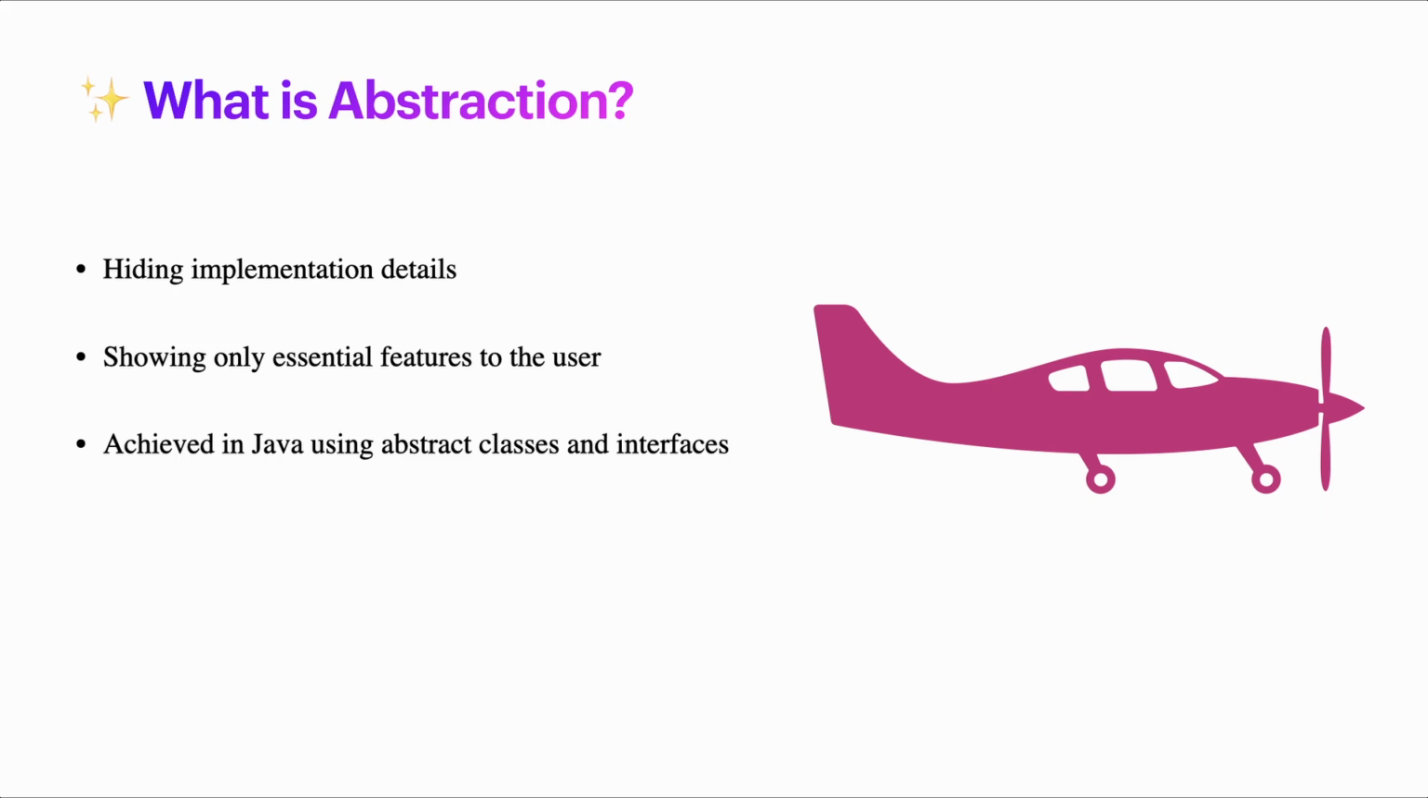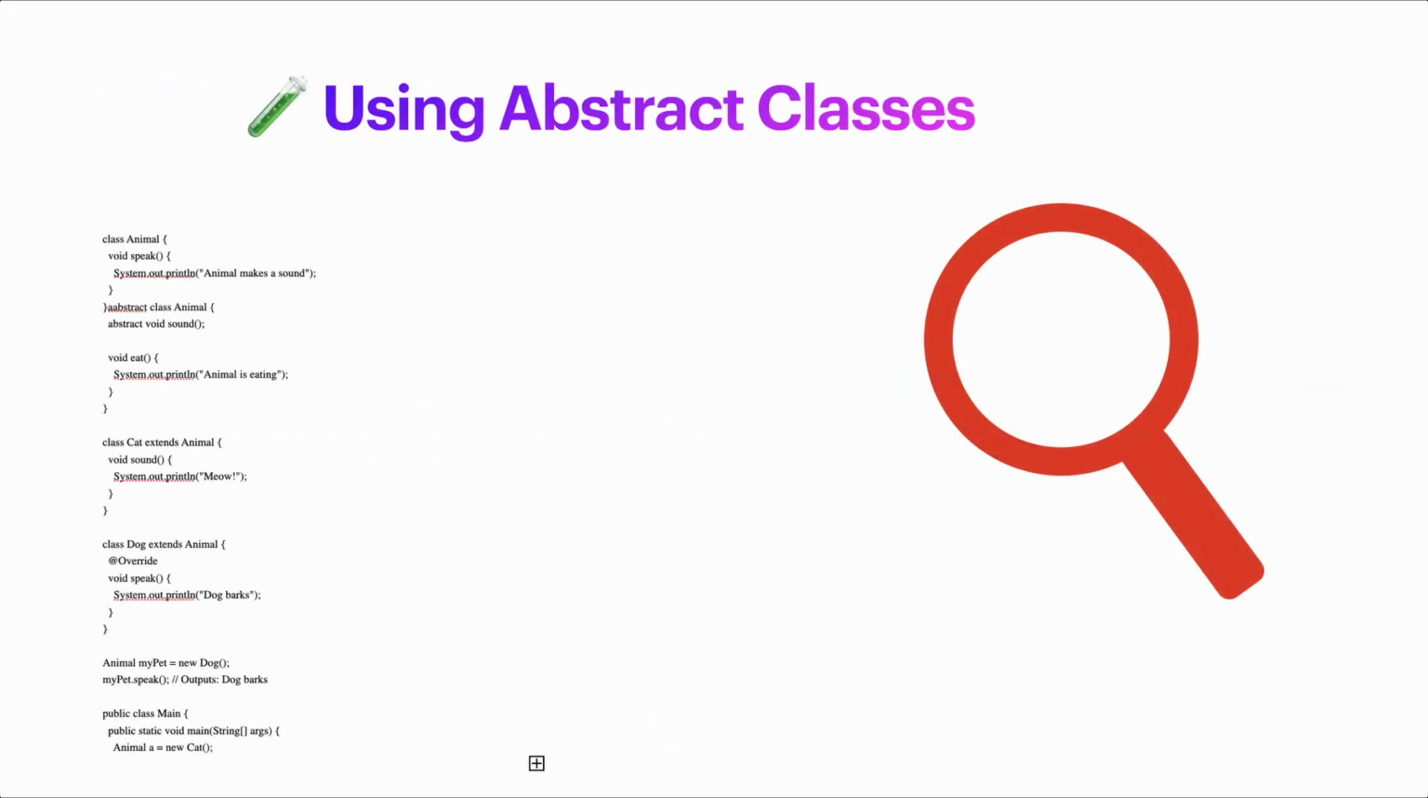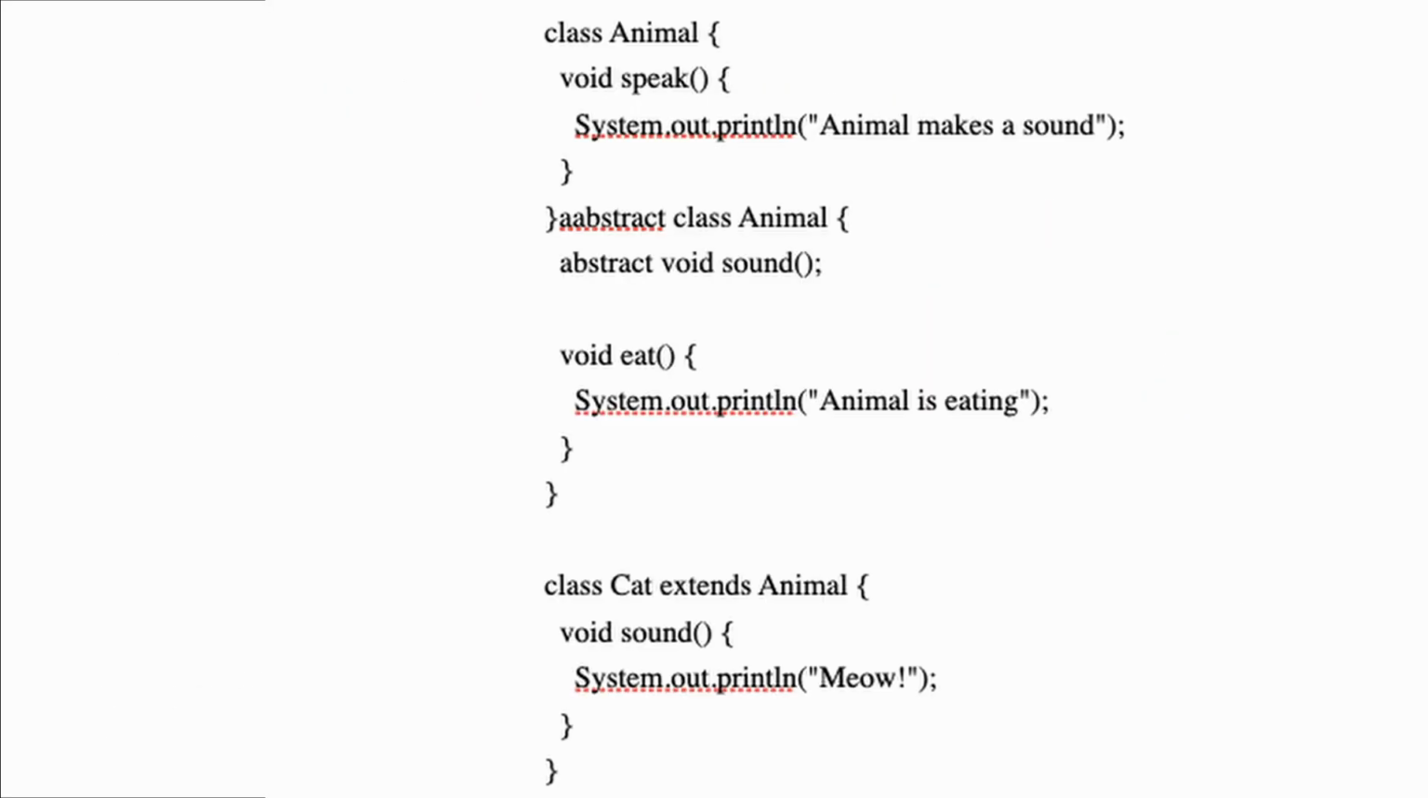So let's see an example using abstract classes. Now we have a class still on the animal class where animal makes a sound. Then next we have the abstract class animal. Then, sorry, there's a mistake there. I typed in a double A. Okay, so let us use our IntelliJ IDE to see this better.